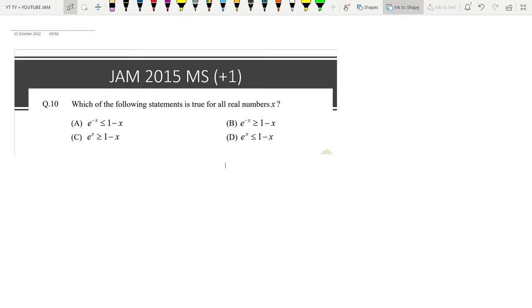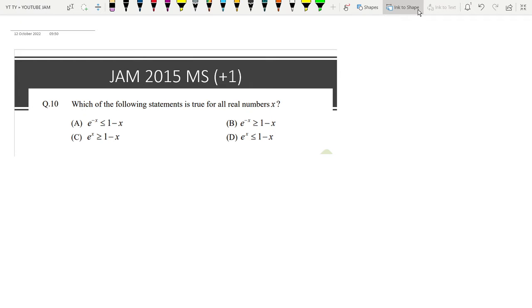Which of the following statements is true for all real numbers? Well, students should understand they are asking you to check for all real numbers, not only for positive, not only for negative. It should be true for all real numbers. And then I see the options: e raised to minus x less than or equal to 1 by x, e raised to minus x greater than or equal to 1 by x, e raised to x greater than or equal to 1 minus x, and e raised to x less than or equal to 1 minus x.